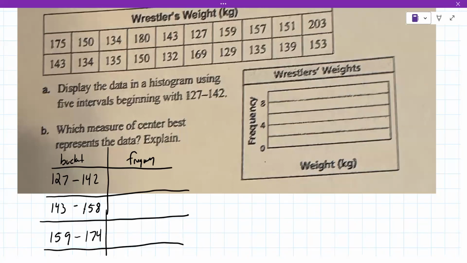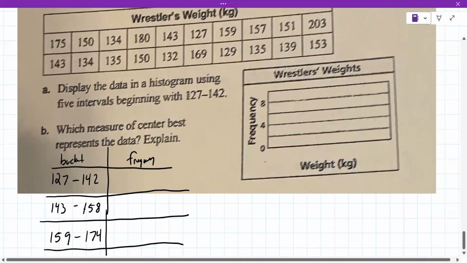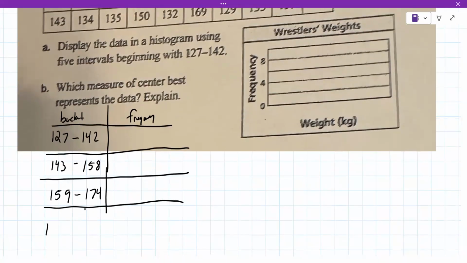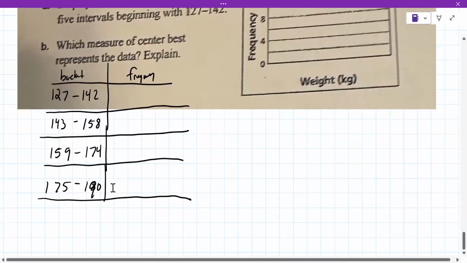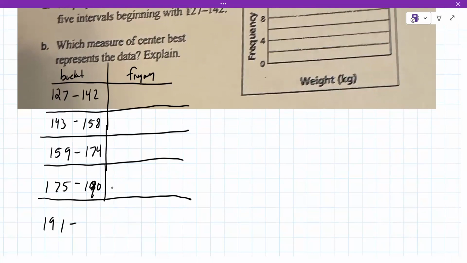Let's see if I can get it in there. 175 to 190. And I do think sadly we need one more of those. 191 to 206. It looks like that'll do it.